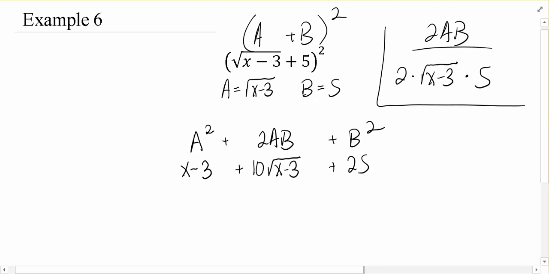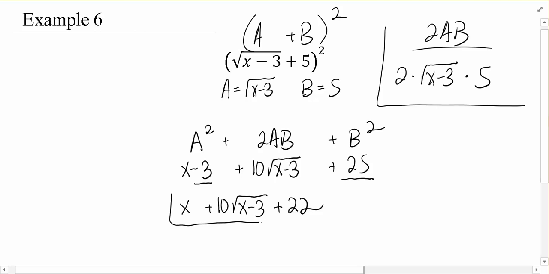And then 5 squared is 25. Now we do have a little bit of combining like terms that we can do because I do have a negative 3 and a 25. So I have my x. I've got my 10 square root x minus 3. And then when I combine like terms, I get plus 22. And there it is.